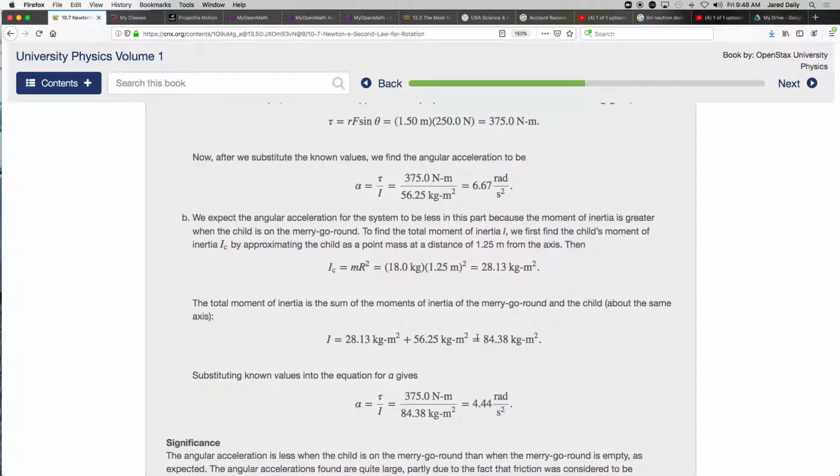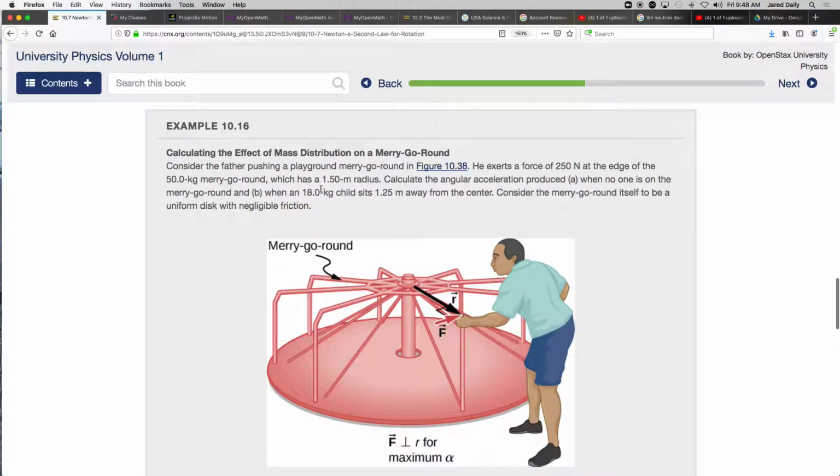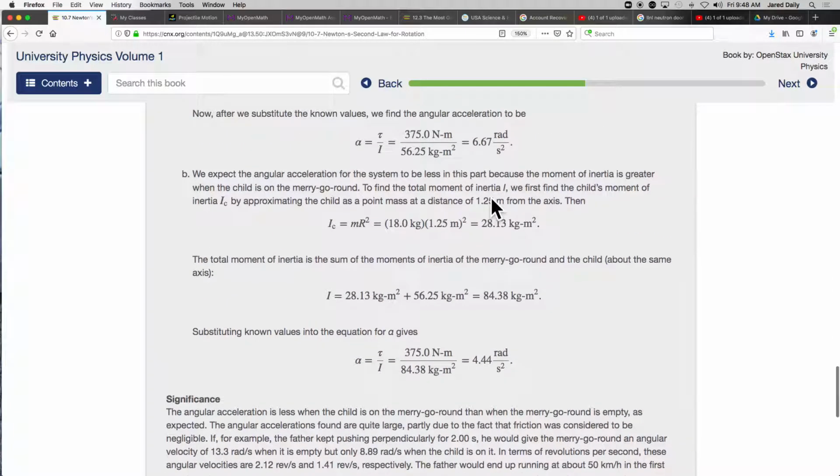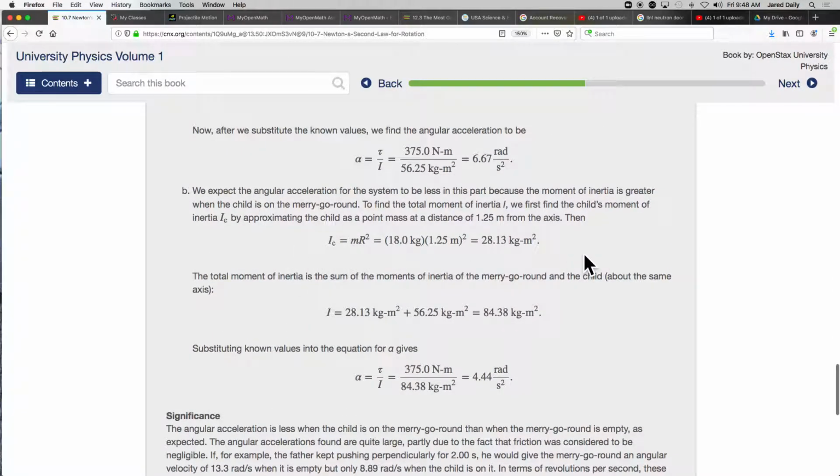What if we put a child on it? If we put an 18 kilogram child 1.25 meters away from the center, now we're going to consider the child to be kind of a point mass circling the same point. So the moment of inertia for the child is going to be mr squared, the mass of the child times their distance from the center. That distance is 1.25. So we calculate the moment of inertia of the child, mr squared, 28.13 kilogram meters squared. Then the total moment of inertia for child plus merry-go-round is the moment of inertia of the child plus the moment of inertia of the merry-go-round, total 84.38.